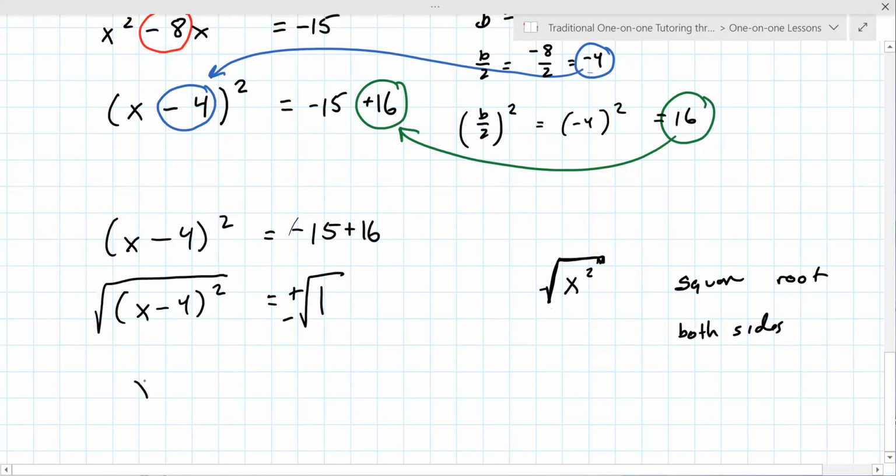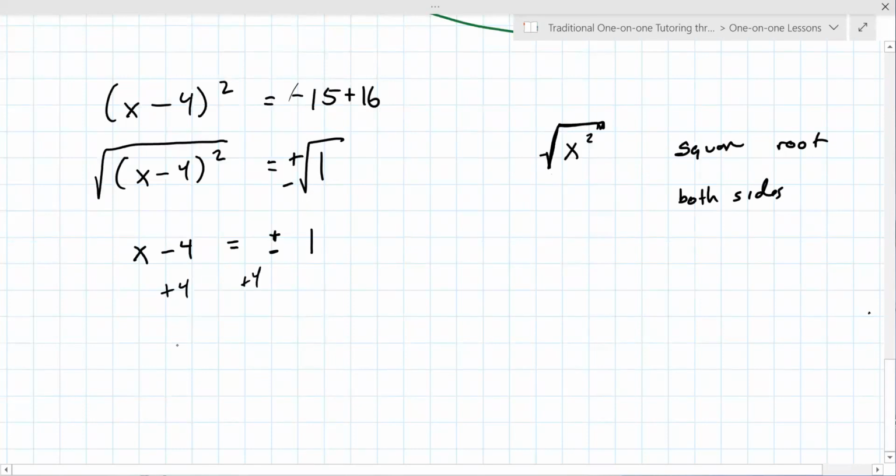On the left, it undoes the square. On the right, it's plus or minus whatever this number is. Now, this works out really nicely. Square root of 1 is 1. So what's left here is you're going to add 4 to both sides. So x equals 4 plus or minus 1. That's 4 plus 1, 4 minus 1, 5 and 3.